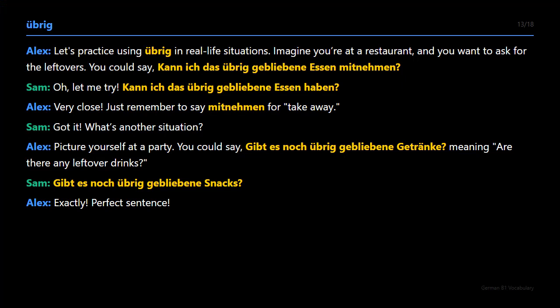What's another situation? Picture yourself at a party. You could say, gibt es noch übrig gebliebene Getränke? Meaning, are there any leftover drinks? Gibt es noch übrig gebliebene Snacks? Exactly. Perfect sentence.